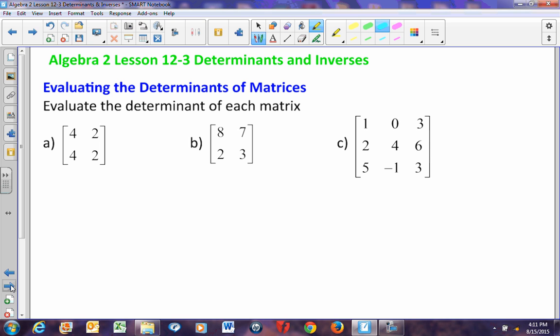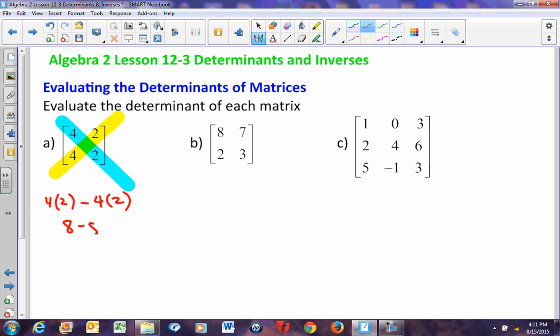So evaluating a 2 by 2, pretty easy. All I'm going to do is multiply this way, and subtract, and multiply that way. So I have 4 times 2 minus 4 times 2. So 8 minus 8, which is 0. So the determinant of this matrix is 0. Okay, let's do another one. This one would be 8 times 3 minus 2 times 7. That's 24, minus 4 times 10.